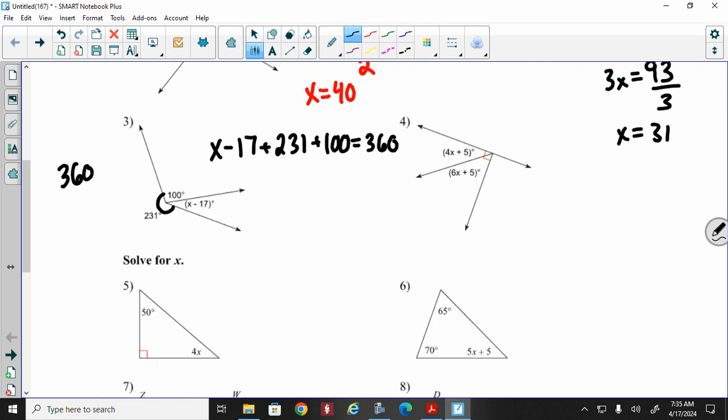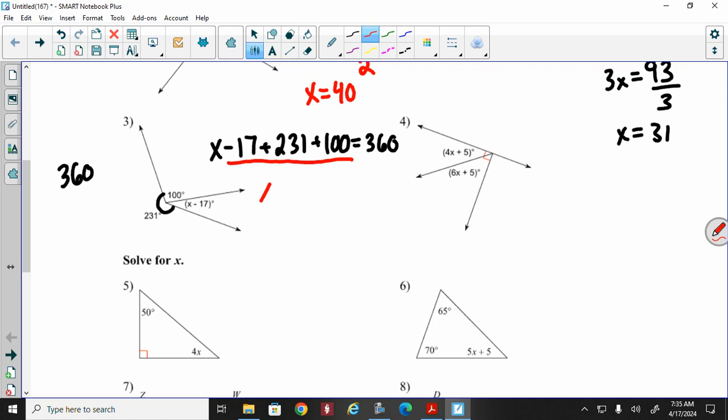All right, as always, we're combining like terms. So in this case, I'm going to combine the negative 17, the positive 231, and the 100. And so when I do the math, I think I can do this off the top of my head, but I'm just having a slow moment. I believe I get 314.